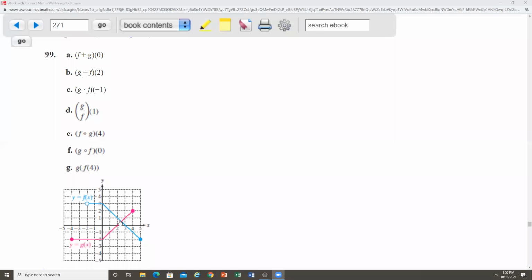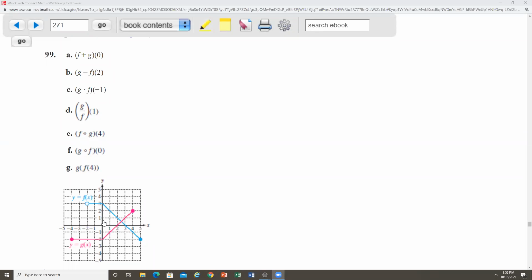Using the blue graph, we go out on the x-axis to 0. We put 0 in the function f. What do we get out? What's the y coordinate of this point up here on the blue graph that has 0 for its x coordinate? What's f of 0 equal to? Anybody? 3. F of 0 is 3. Plus, what's g of 0?